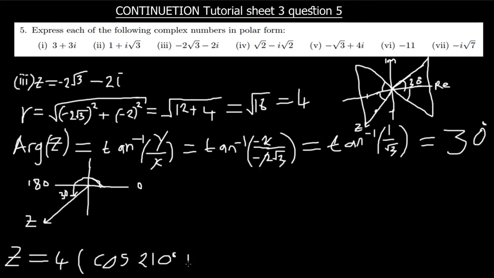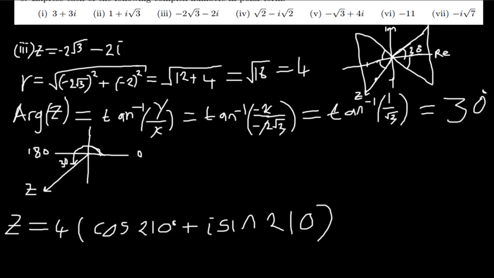And then plus I sine 210. So this is now going to be a complex number in polar form. Let's move on to question 4.